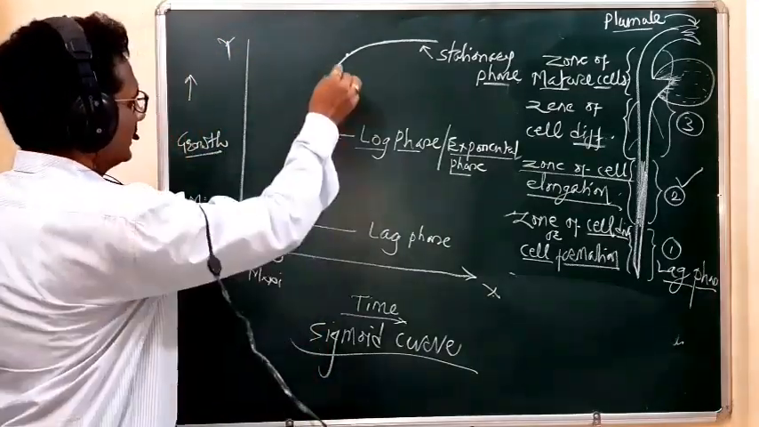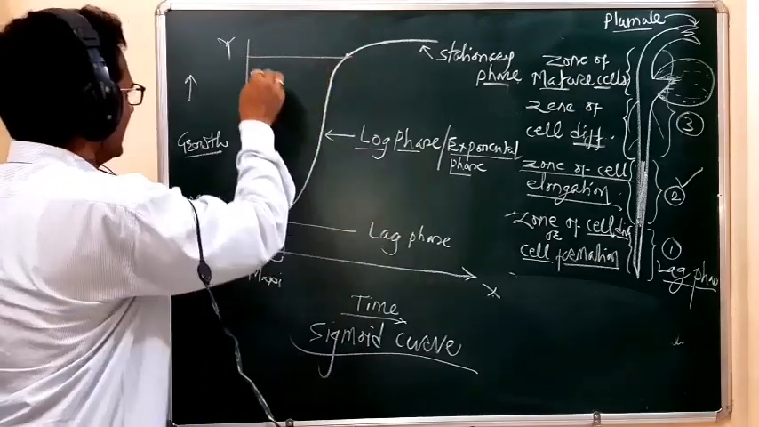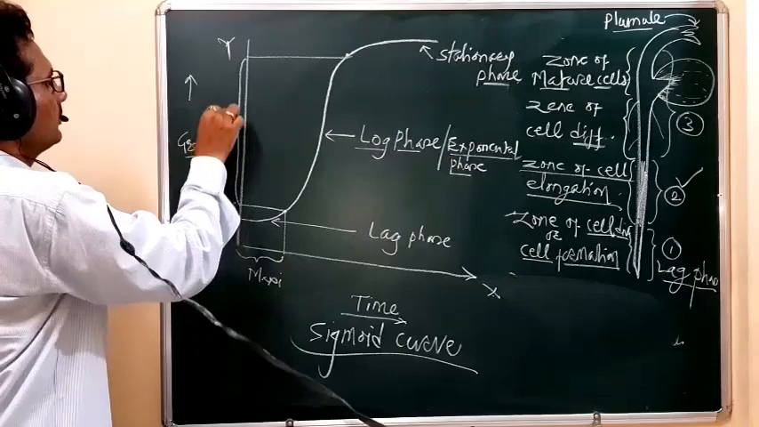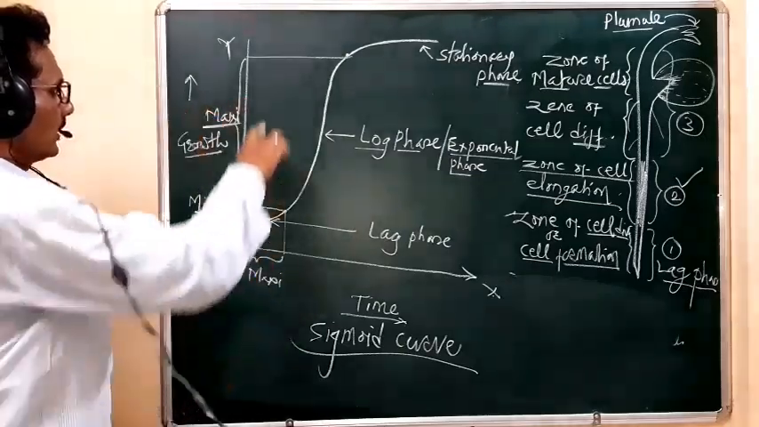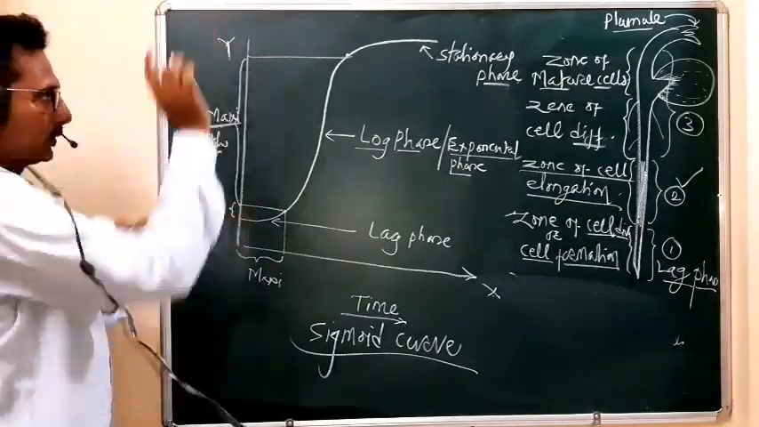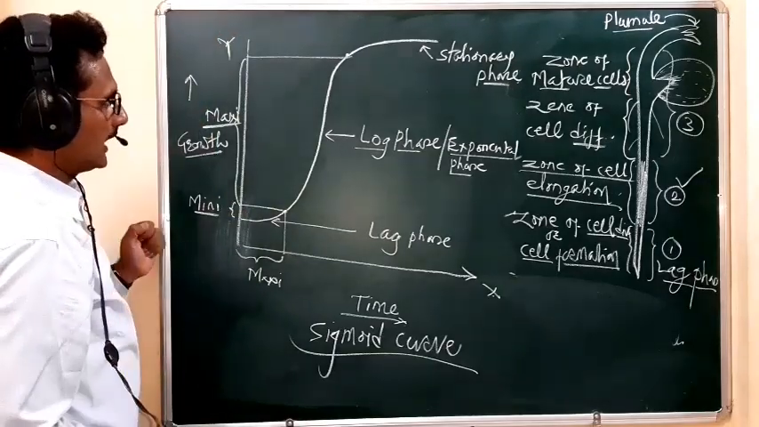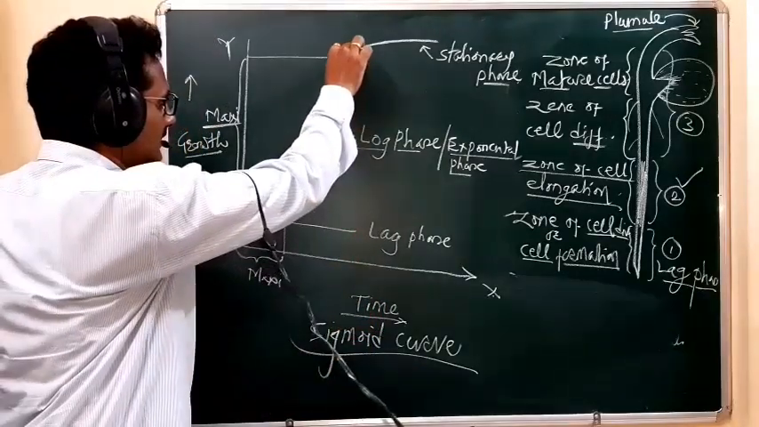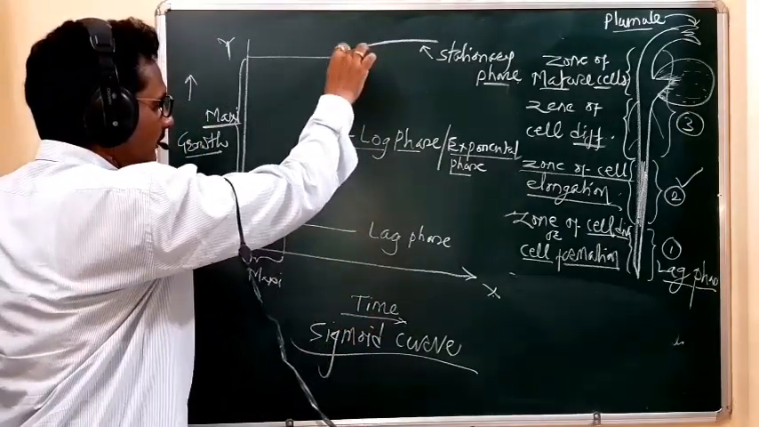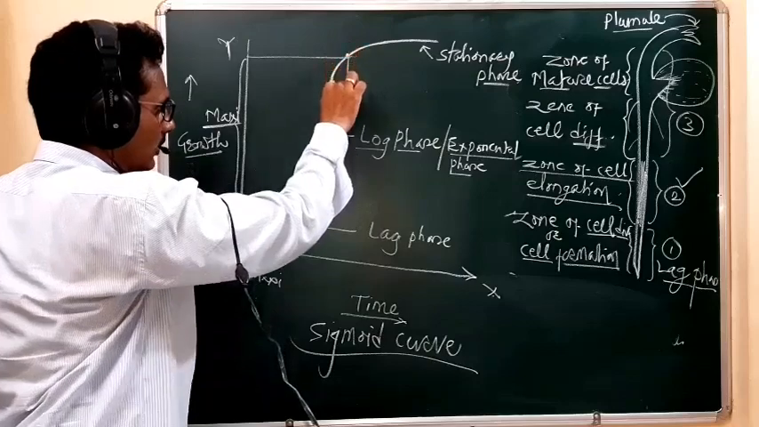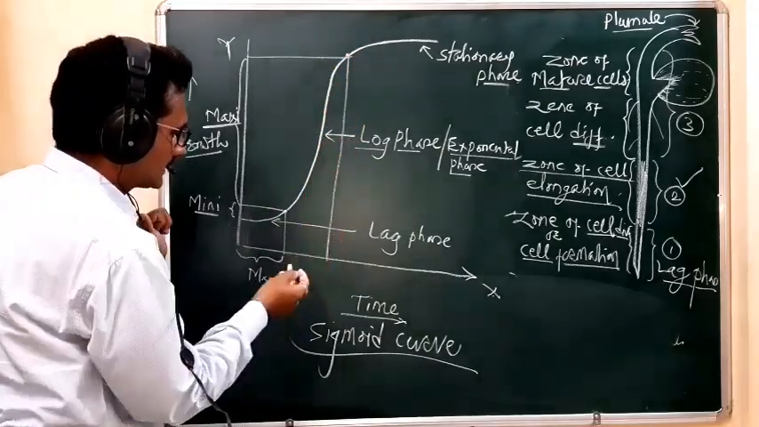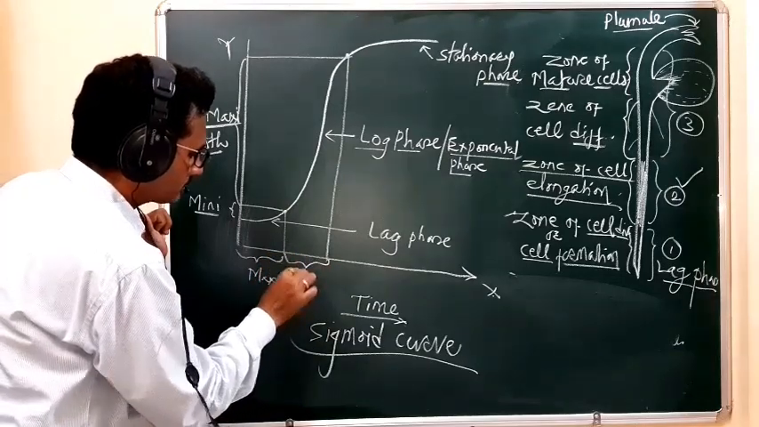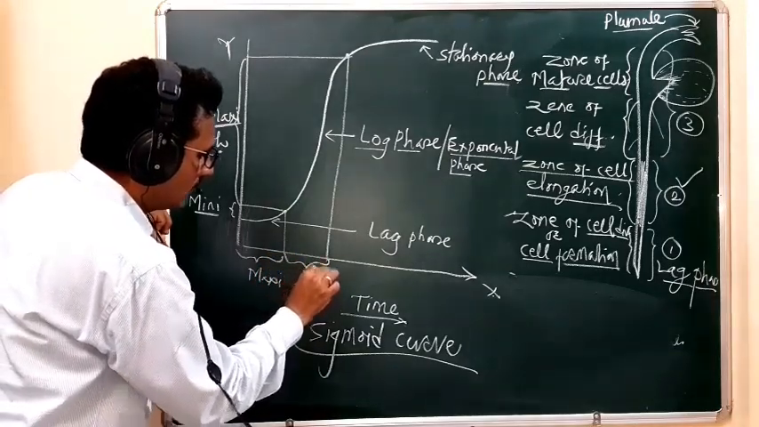So how much growth is seen? This much amount of growth is seen. The maximum growth is seen. But the time requirement is very minimum. This is the time requirement: when we draw a perpendicular on the x-axis, this time requirement is minimum.